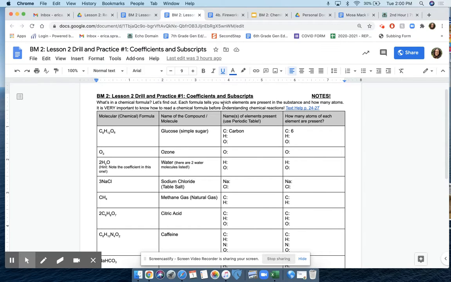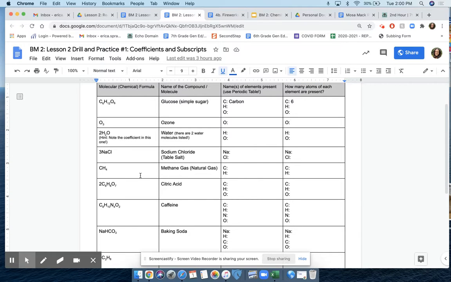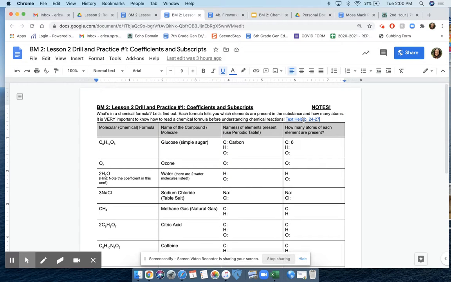This is a list of a whole bunch of really common compounds, and I threw in some really tricky ones. Most of them are really easy. I put in some without a subscript, without a coefficient, like this one right here, and then a few down here do have subscripts and coefficients. You're going to make a copy of this. You're going to go back to your text if you need help. You are going to list the names of all the elements.